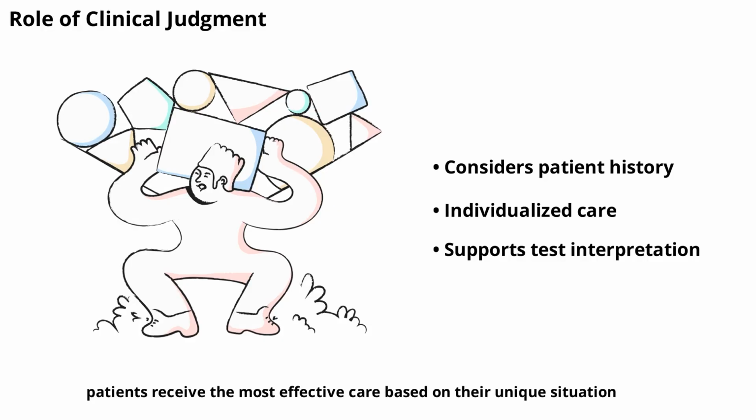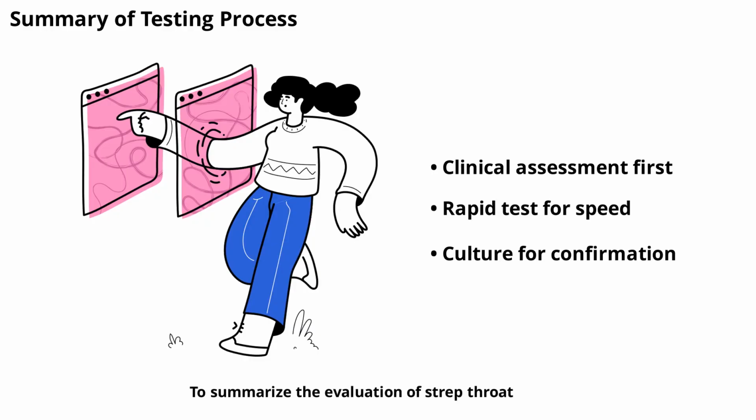To summarize, the evaluation of strep throat typically begins with a clinical assessment, followed by a rapid antigen detection test for quick results. If the rapid test is negative, but suspicion remains, a throat culture is performed to confirm the diagnosis. This stepwise approach ensures that patients receive timely and accurate care, reducing the risk of complications and unnecessary antibiotic use.